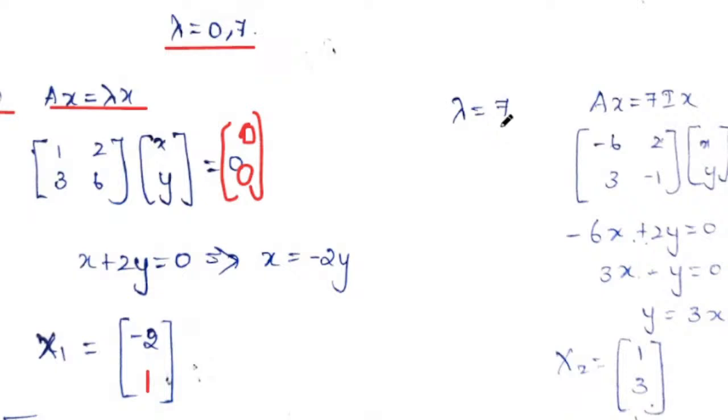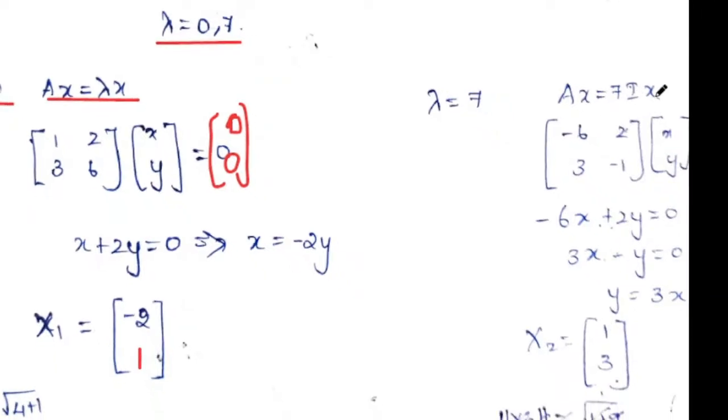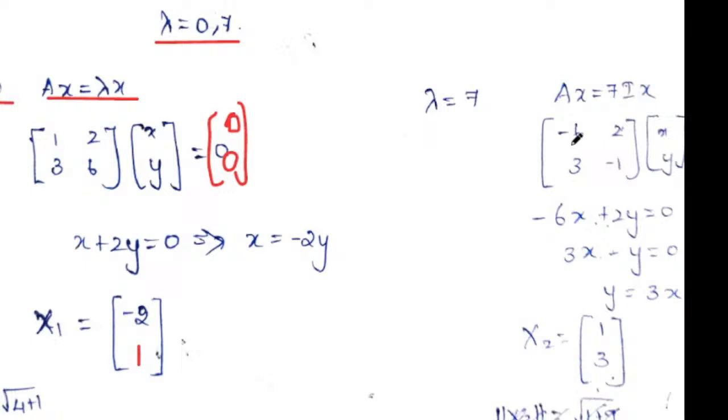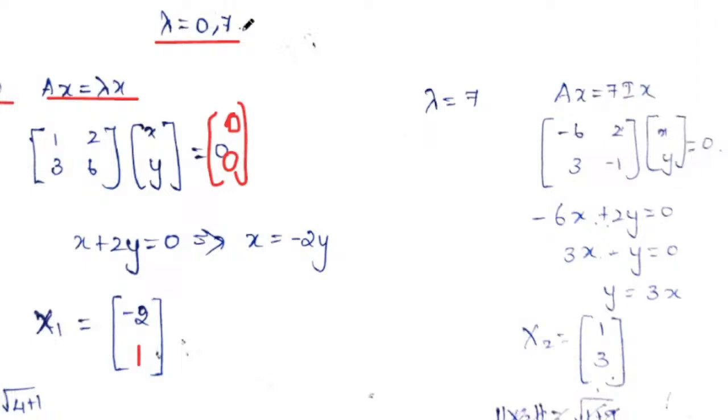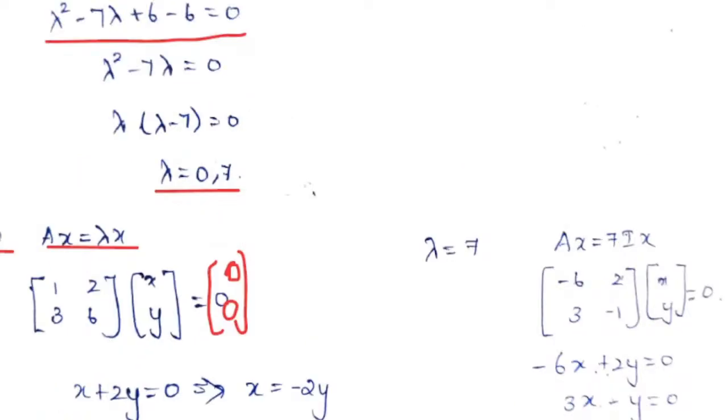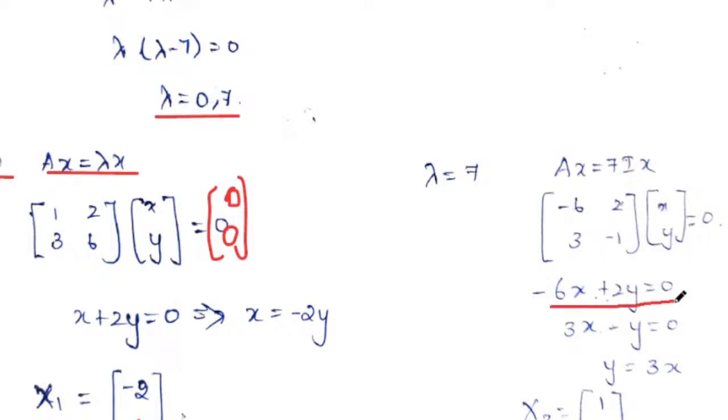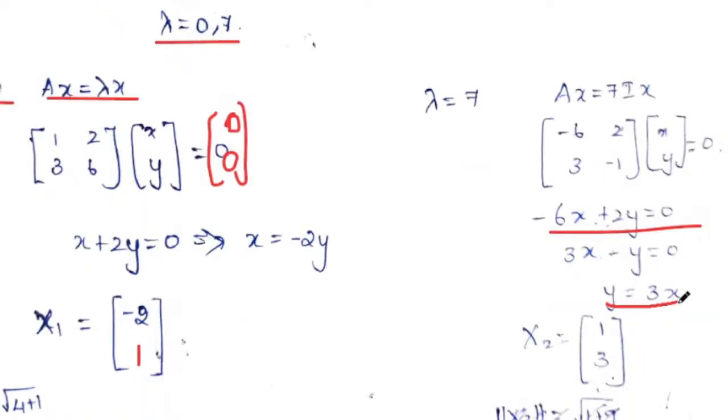And for lambda equal to 7, Ax equal to 7x. Here A minus 7I is nothing but, instead of lambda I am putting 7, so [minus 6, 2; 3, minus 1]. That is minus 6x plus 2y is equal to 0, which implies y is equal to 3x. If I take x equal to 1, I get y equal to 3.